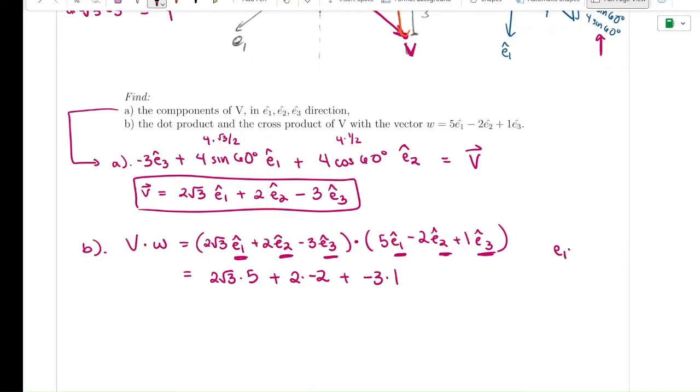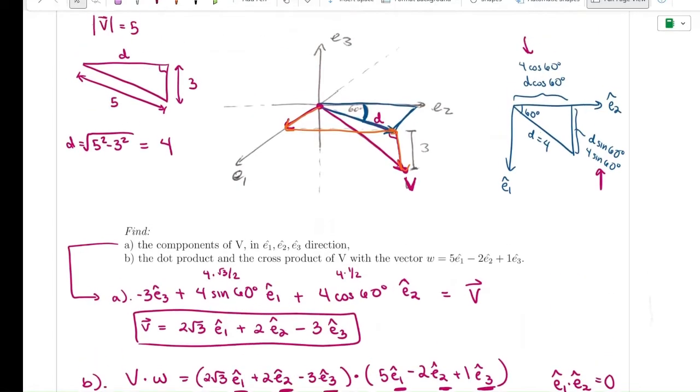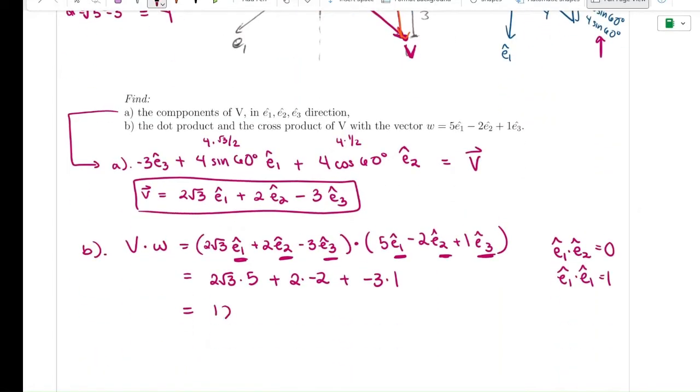Because a dot product of 2 orthogonal vectors, which is the case for e1, e2, e3, is equal to 0. And it's only ever equal to 1 if it's the same vector dotted with itself. So that's why we only care about the components of the same unit vector, because all the unit vectors are orthogonal. So this gives us 10 square root 3 minus 4 minus 3, which just becomes 10 square root 3 minus 7. And that's the dot product.